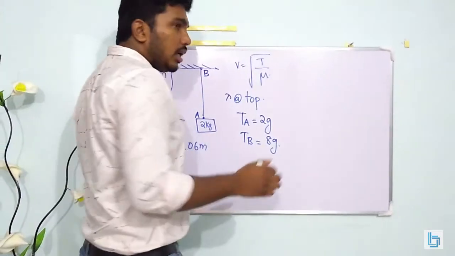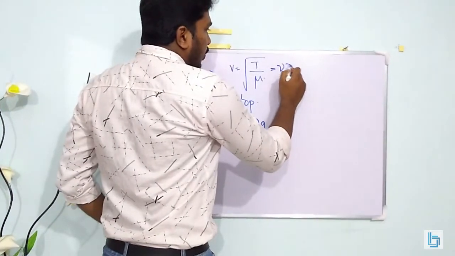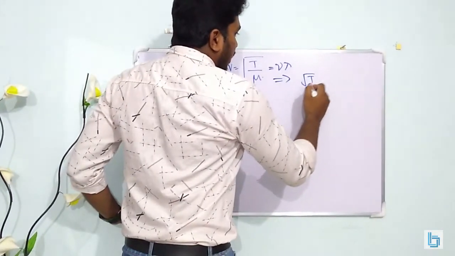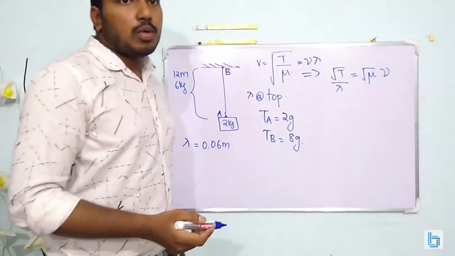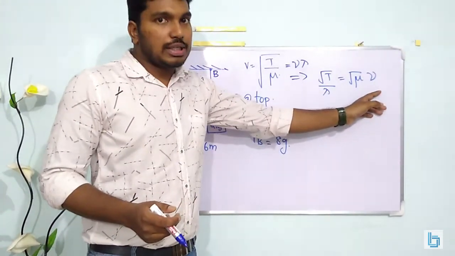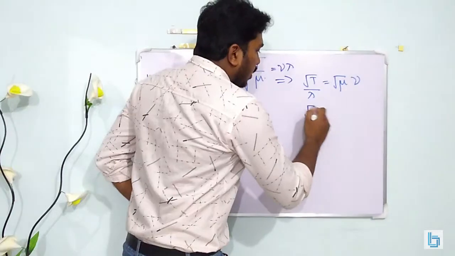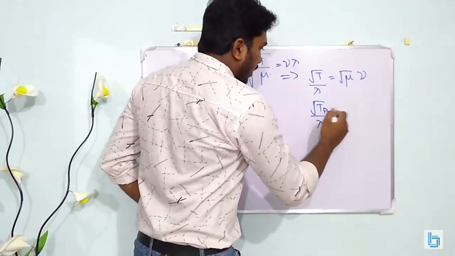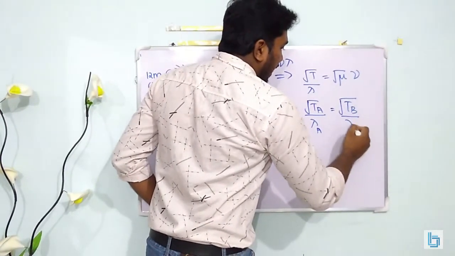Now, we know one more relation connecting velocity and wavelength, right? What is that? V is equal to f lambda. So from here we can write root T by mu equals f lambda, so root T divided by lambda is equal to root mu into the frequency f. So mu is not going to change and the frequency is also not going to change, which means root T by lambda is a constant. So at the bottom, point A, root TA by lambda A is equal to root TB by lambda B.